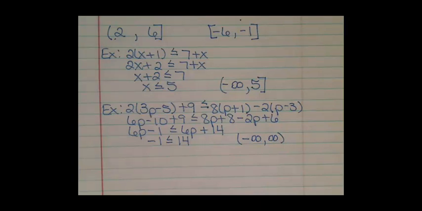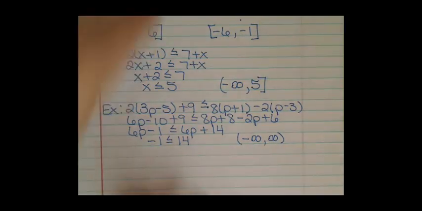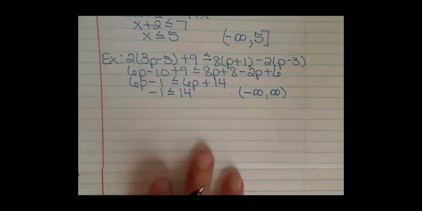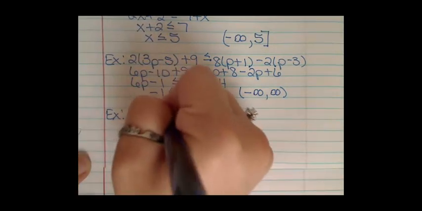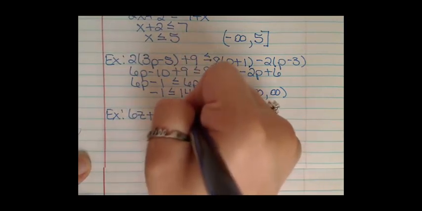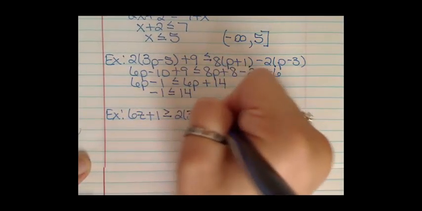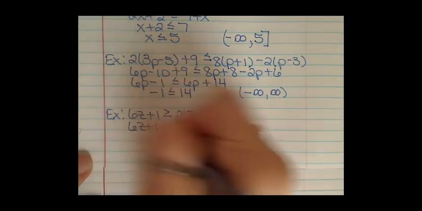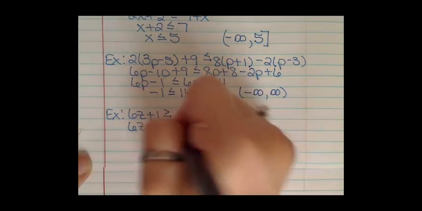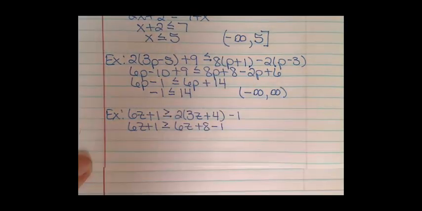Now, obviously, if that's going to happen, then there's going to be another example where we're not going to get a true statement. So let's do another example. That is 6z plus 1 is greater than or equal to 2 times (3z plus 4) minus 1. So we have 6z plus 1 is greater than or equal to, we're going to distribute in our 2, which will be 6z plus 8 minus 1. So 6z plus 1 is greater than or equal to 6z plus 7.